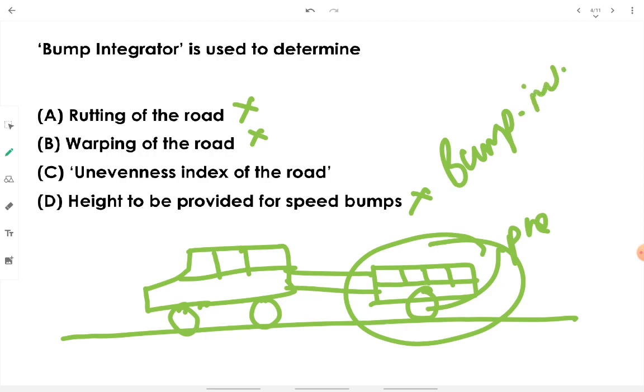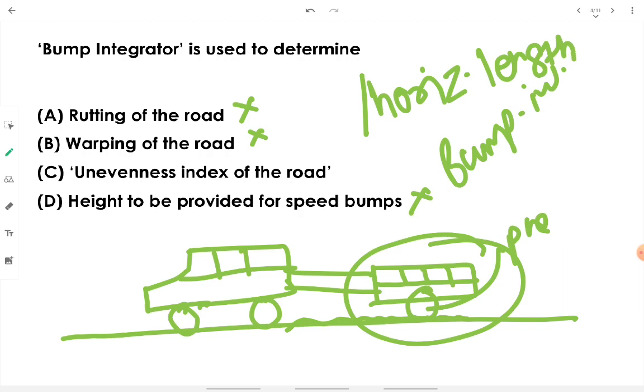Now what this bump integrator actually does: whatever the uneven slope, undulations are there, this bump integrator is going to record them with respect to what? With respect to horizontal length. With respect to horizontal length, what is it going to record? Undulations or unevenness. So this bump integrator is put to use for measuring the unevenness index of the road.